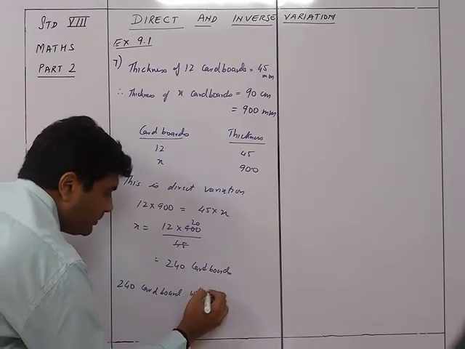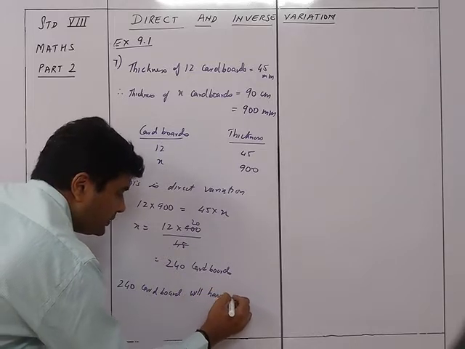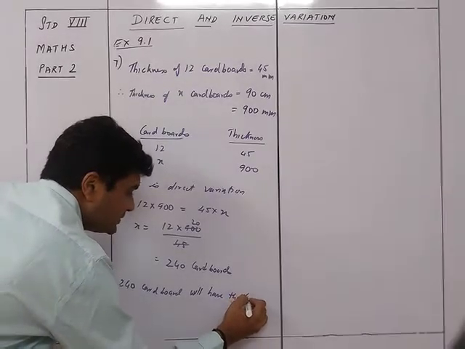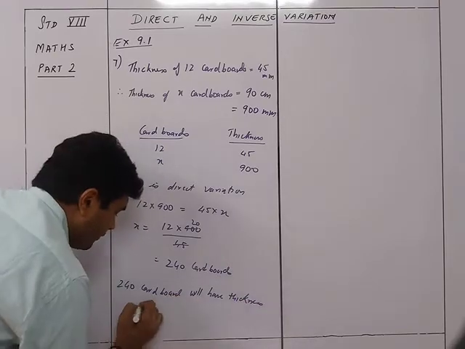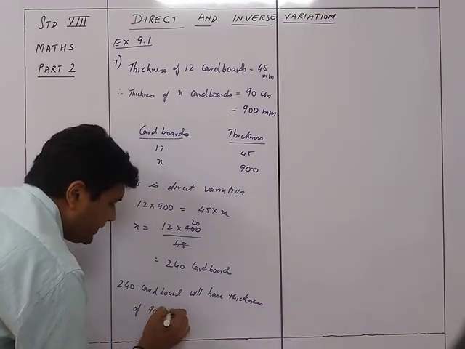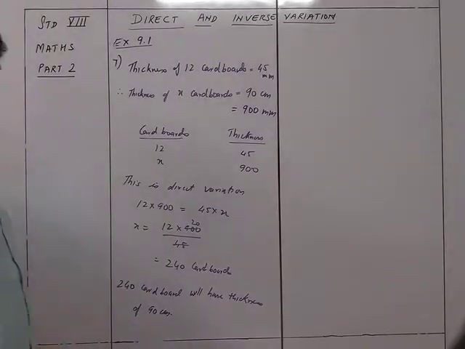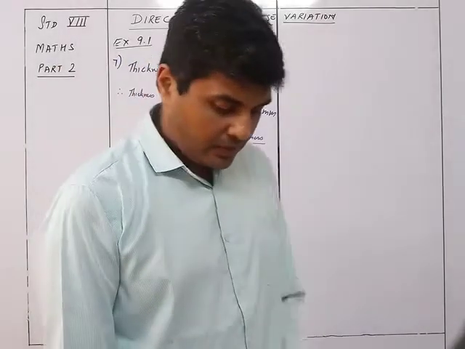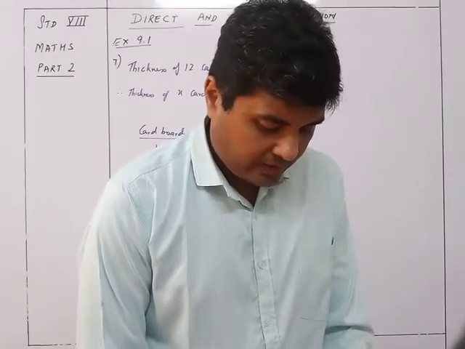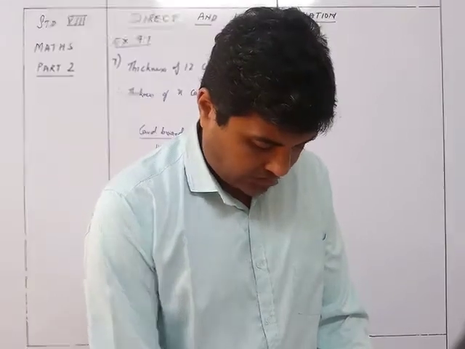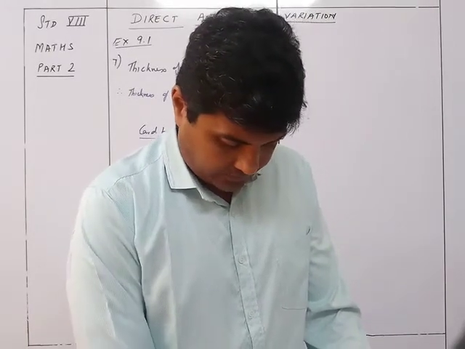So 240 cardboards will have thickness of 90 centimeters. Okay, this was sum number 7. And now we move on to sum number 8.